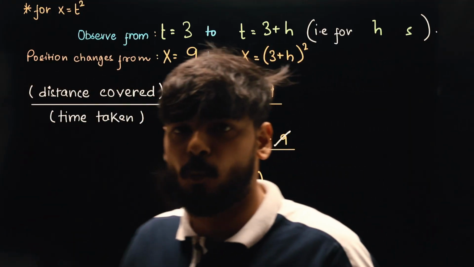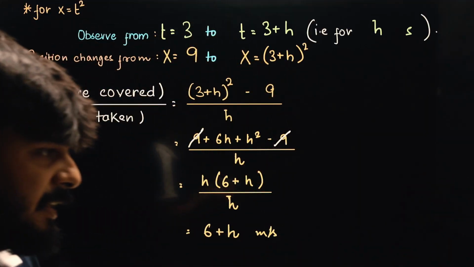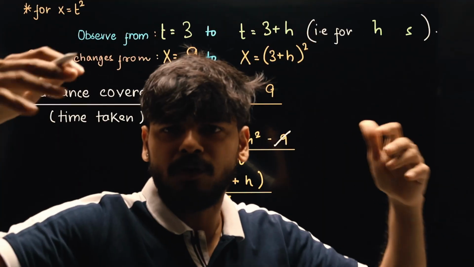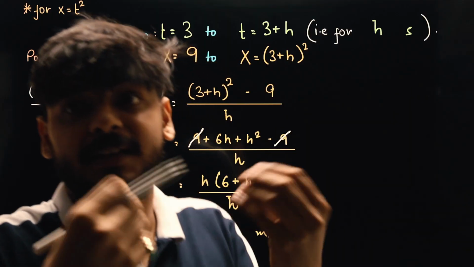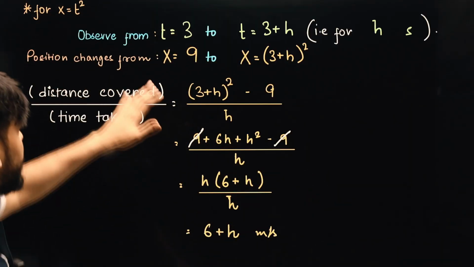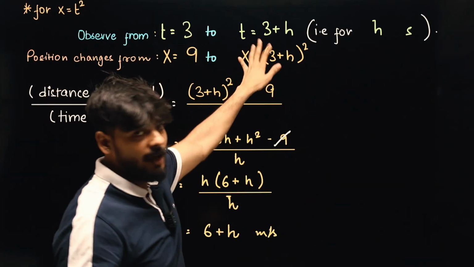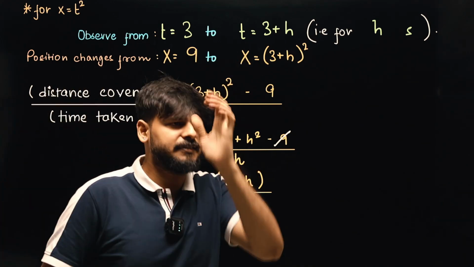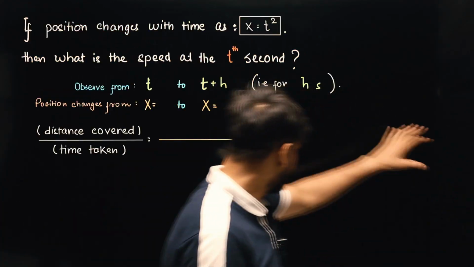I mean, instead of finding out what is the speed of the body at the third second or the 5th second or the 10th second, we may now just try to answer what is the speed of the body at the tth second. That is, instead of going from t equal to 3 to 3 plus h, we have to observe the body at some variable t seconds to t plus h seconds, like I've written over here.